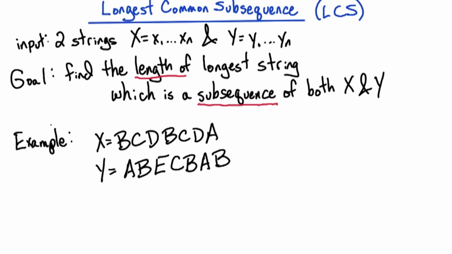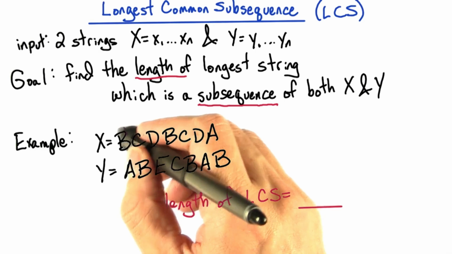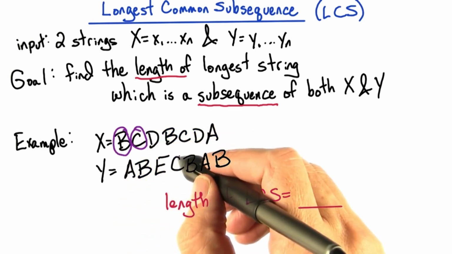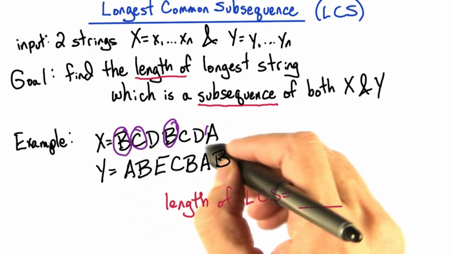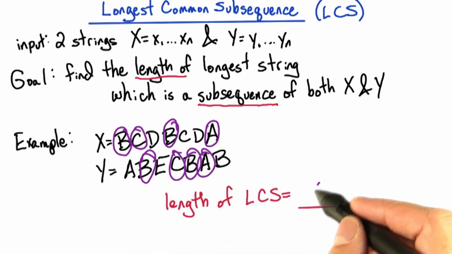In this example, what's the longest common subsequence? Go ahead and mark the longest common subsequence in this example and also indicate the length of it. So the solution is the subsequence B, C, B, A, which is of length 4.